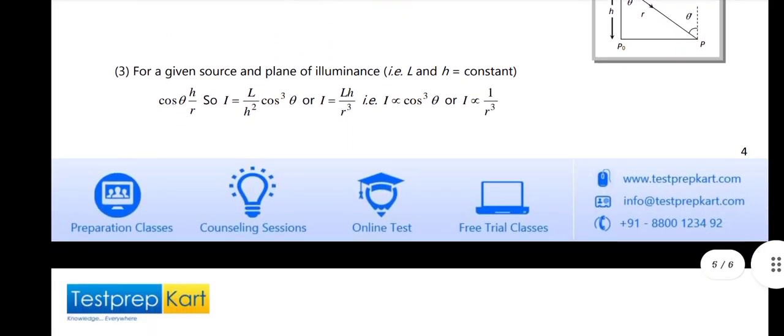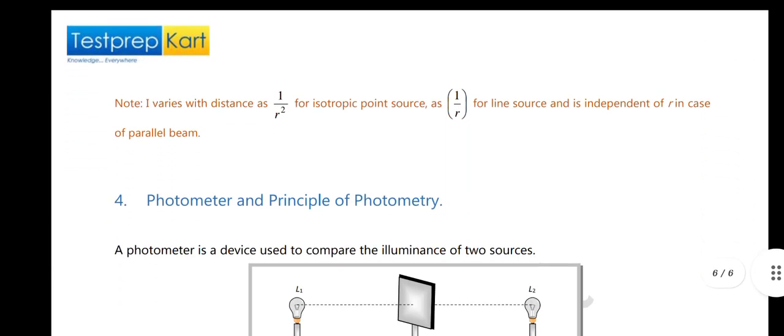Now for a given source and plane of illumination, with cos theta = h/r, I = (L/h²) cos³ theta, or I = L h/r³, so I ∝ cos³ theta, or I ∝ 1/r³.